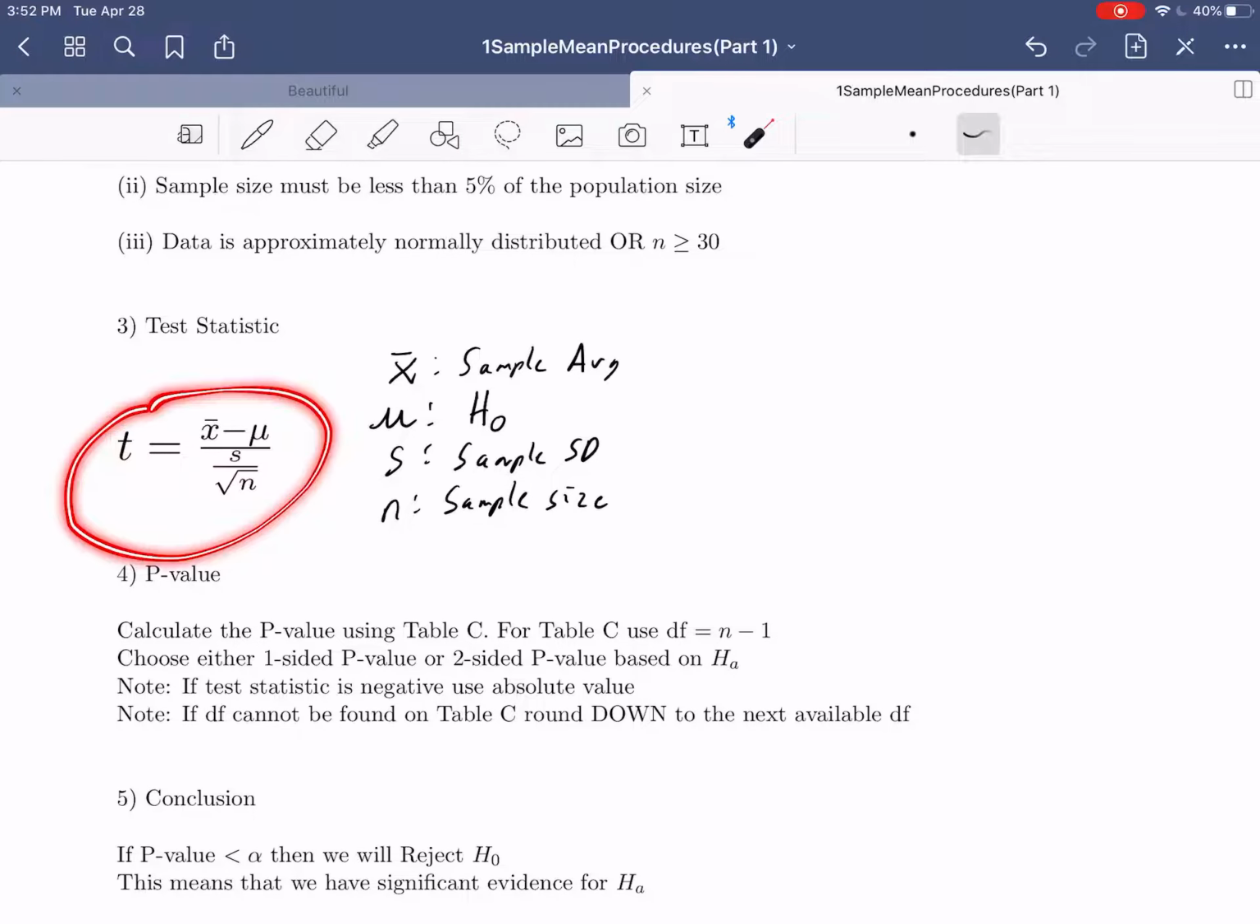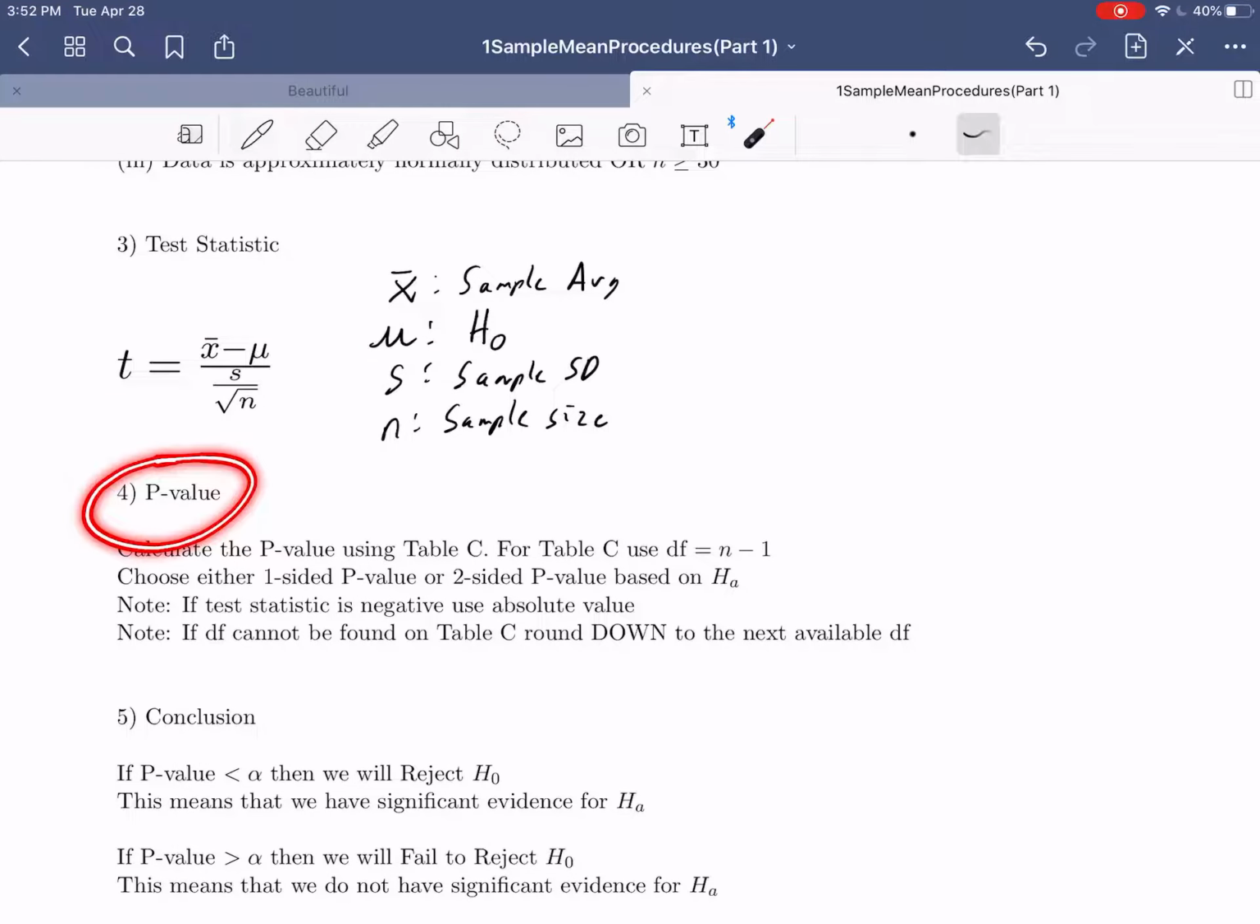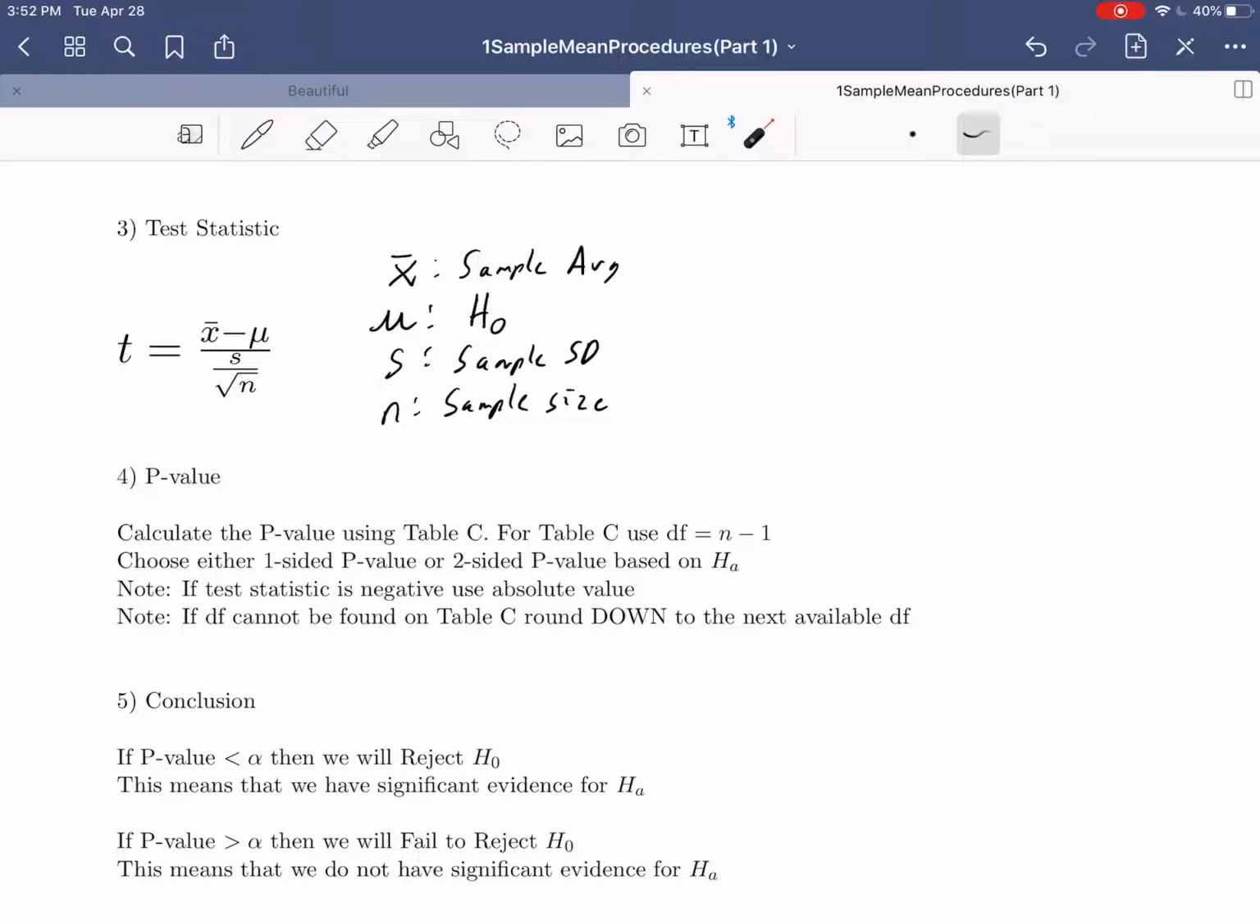Once you calculate the test statistic, we'll be moving on to step 4, which is the p-value. Remember, the p-value is the probability that we would get results as or more extreme than our data, assuming the null hypothesis is true.